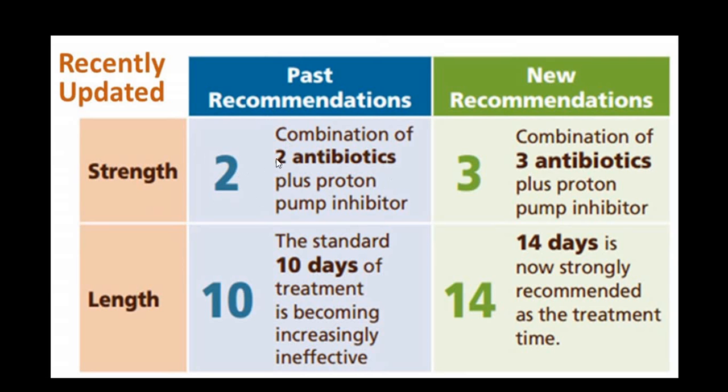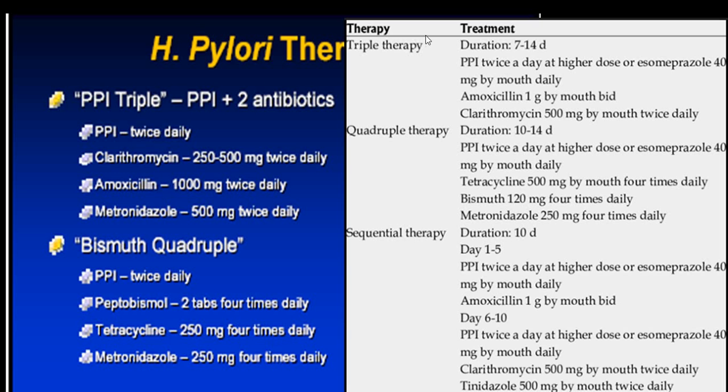In the past, it was 2 antibiotics with 1 proton pump inhibitor, given for 10 days. Because of all those problems, the new recommendation is triple, 3 antibiotics plus a proton pump inhibitor, and it has to be given for 14 days. But you have to follow properly and observe for complications and side effects. So there is a triple therapy given for 14 days where usually two antibiotics are used, amoxicillin and clarithromycin, with a proton pump inhibitor, esomeprazole 40 mg BID or omeprazole 20 mg BID. Amoxicillin is 1 gram BID, clarithromycin is 500 mg BID.